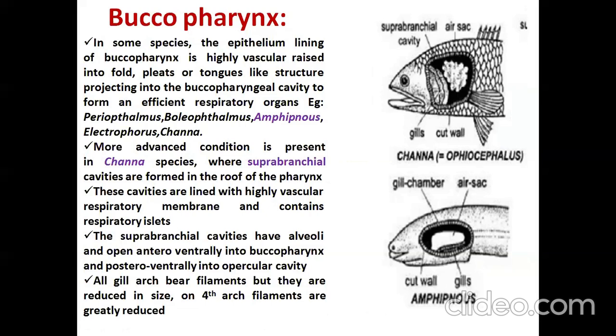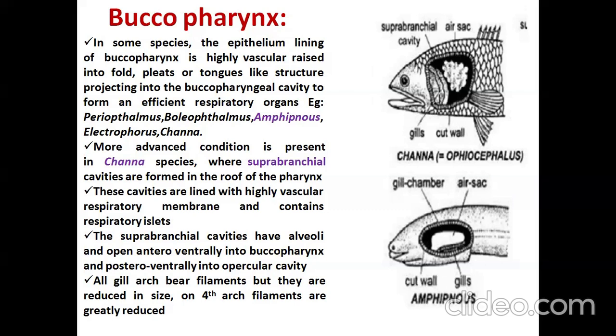So in some species, the epithelial lining of the buccopharynx is highly vascularized, and it has a kind of fold or pleats or tongue-like structure projecting into the buccopharyngeal cavity to form an efficient respiratory organ. Here you can see that in Chenna, the Ophiocephalus, the common name is Chenna. And here you can see how it has a pleat-like structure. In saris, you take the pleats, no? The same way, the buccopharyngeal region will have many folds, which are used for vascularization purpose.